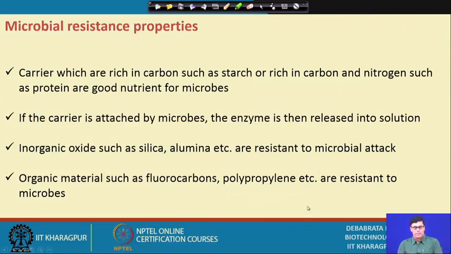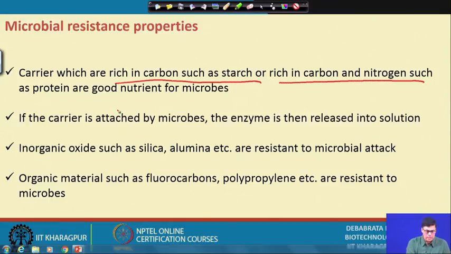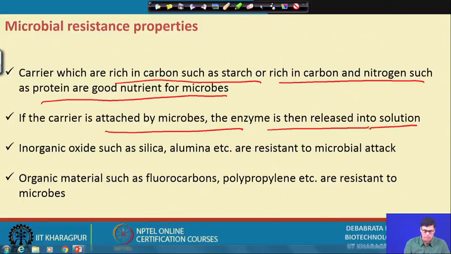The microbial resistant property is very important. That is, if you look at carriers which are rich in carbon, such as starch, or rich in carbon and nitrogen, such as protein, they are good nutrients for the microbes. Now, if these molecules are present as a solid matrix, then there is every possibility that microorganisms can grow and spoil the solid matrix. If the carrier is attacked by the microbe, the enzyme is then released into the solution.